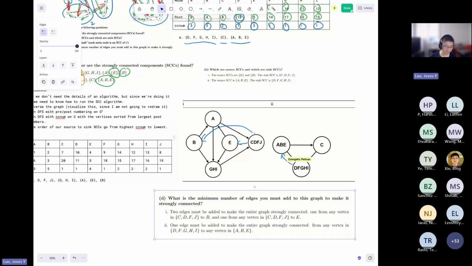Two edges must be added to make the entire graph strongly connected. One from any vertex, this one to B. Yep, and then one from this to E. So you take your sinks and you point them to your sources, and that creates the loop. All right. Any questions about part D?